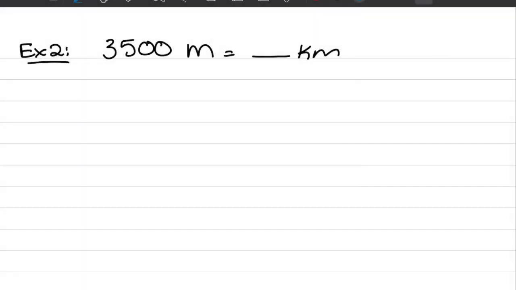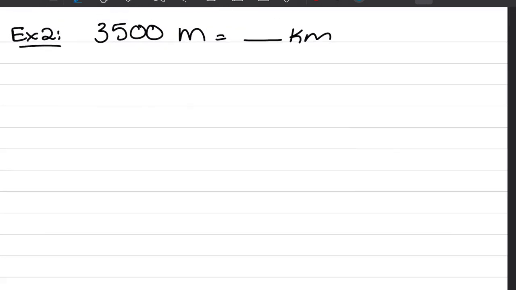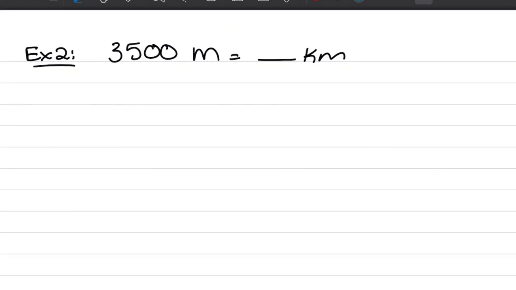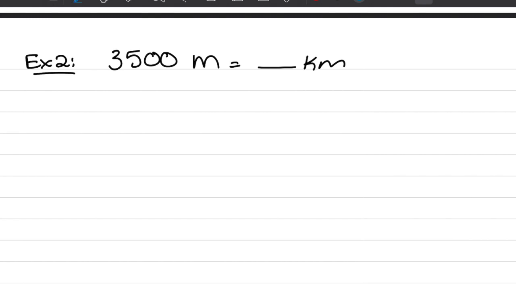Hello everyone. In this video, I'm going to go over another example illustrating how to convert SI units of length, as well as some additional practice questions. So with this example number 2, I'm going to use both methods that I showed last time. We're going to use logic, and then we're going to use unit analysis. And of course, you are free and welcome to use whichever method makes sense to you, as long as you show your work and you write your units.